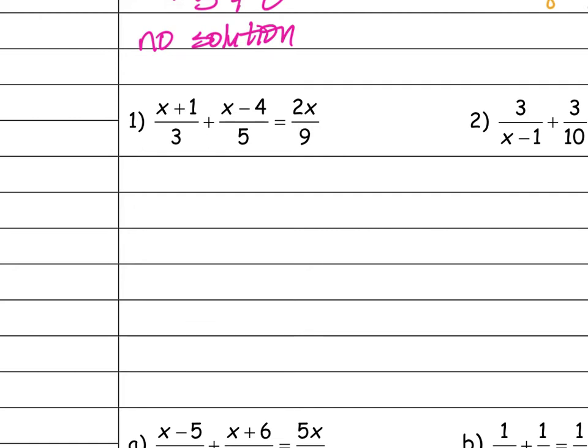So now we're just doing the exact same thing. We're just getting a little more complicated, right? Each step gets a little more complicated. So we're still multiplying by my common denominator, which is 45.